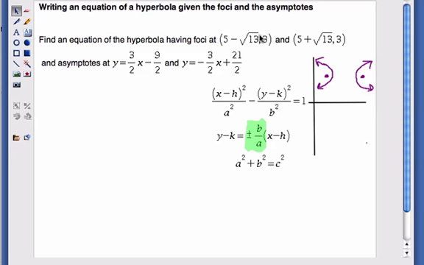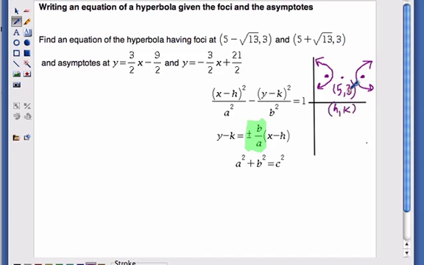So when we add these two values together, 5 plus 5 is 10. And then the negative square root of 13 and positive square root of 13 will cancel each other out. So that gives me 10 over 2, which is 5. Okay, and then the y-coordinates, when you add two 3's together and then divide by 2, it gives you 3 back. So this is our (h, k) value.